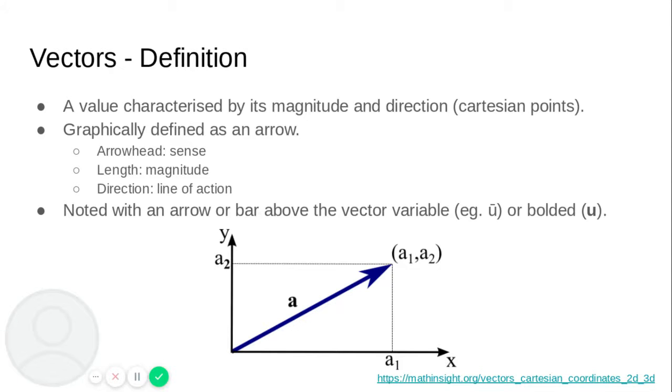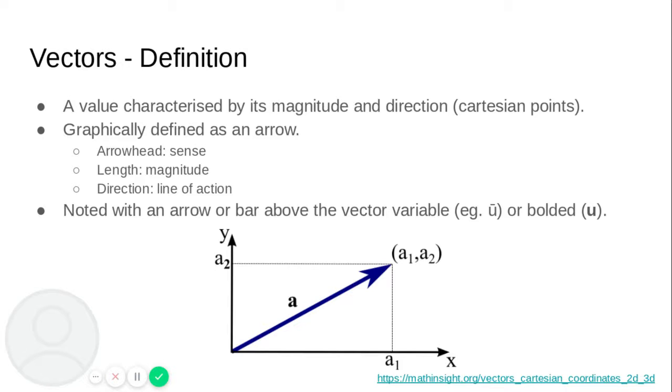So a vector is a value that's characterized by both its magnitude and direction, usually by a set of Cartesian points, but could be otherwise as well. Graphically it is defined as an arrow. The arrowhead provides the sense, or sort of a direction, of the vector. The length signifies the magnitude of the vector, and the direction is the line of action, which is the line which passes through the vector.